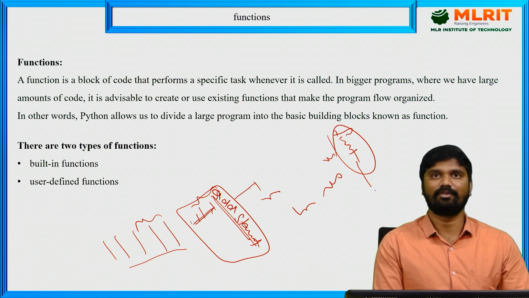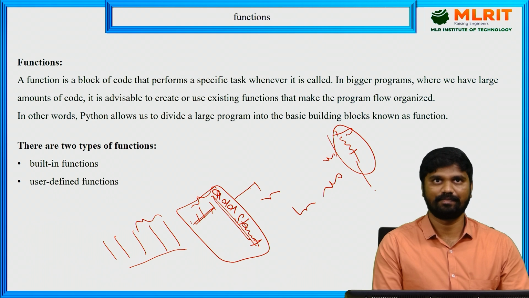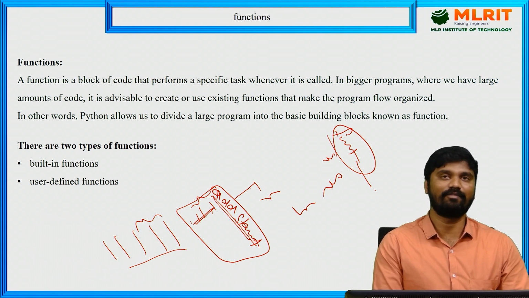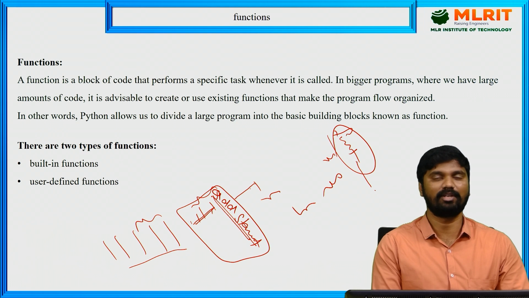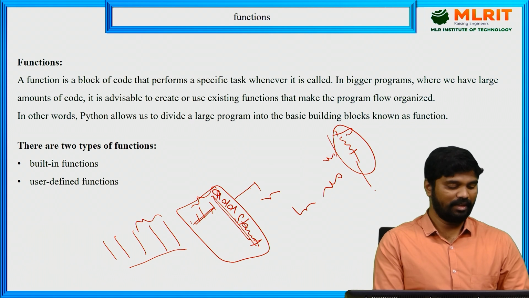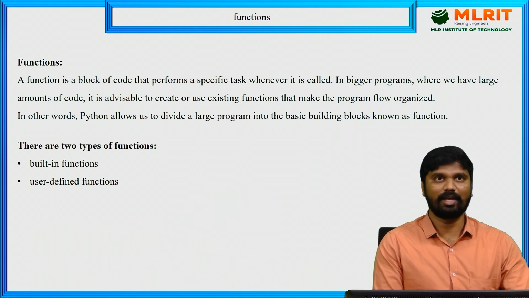So that is about functions. A function is used to achieve a specific task. The advantage of a function is reusability of the code: we can reuse the code to perform a task. In Python we have two types of functions.